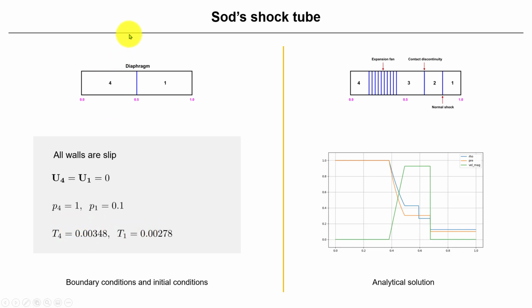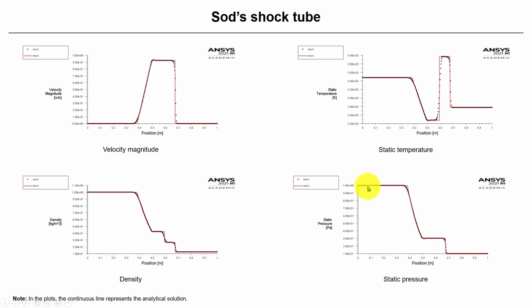So when you break this diaphragm, what you have is this shock wave system. You have an expansion fan, a contact discontinuity, and a normal shock. All of these waves are difficult to solve. So here is where you start to see how good the CFD solvers are, and also the discretization methods that you use. See that you have all your discontinuities, and here I'm showing you a comparison of a solution obtained with Fluent. See that we have a very good agreement.